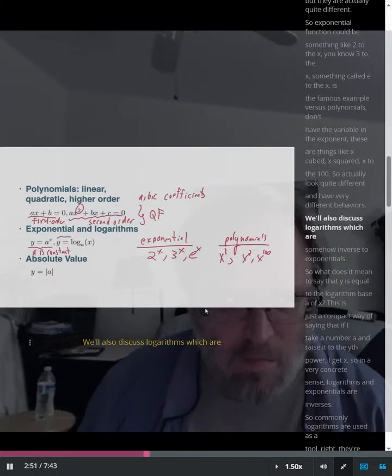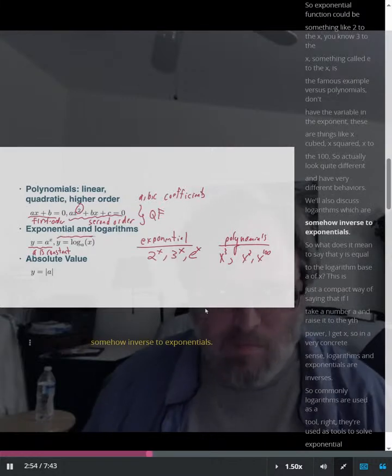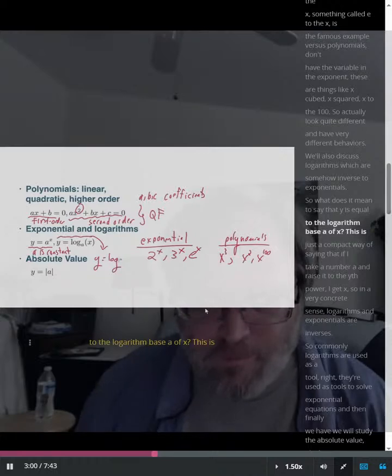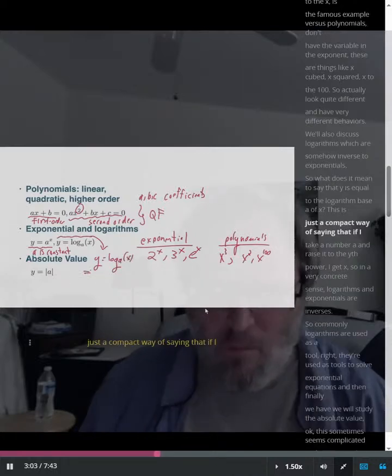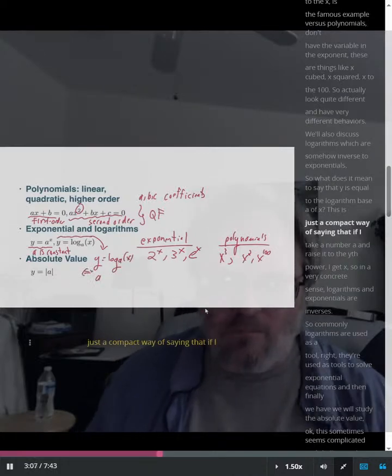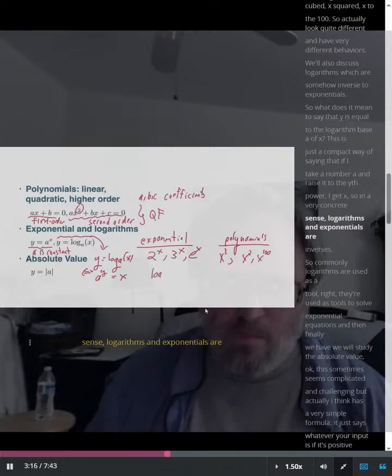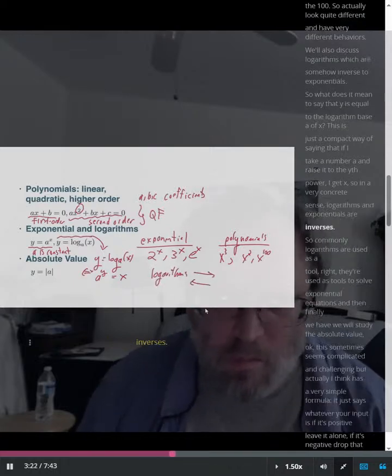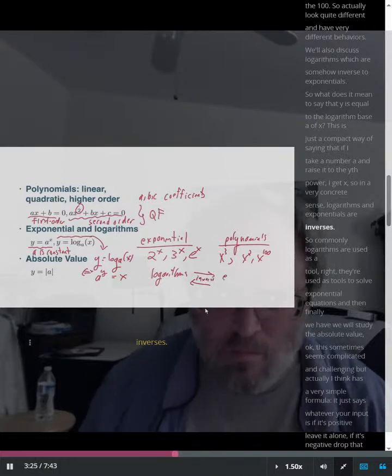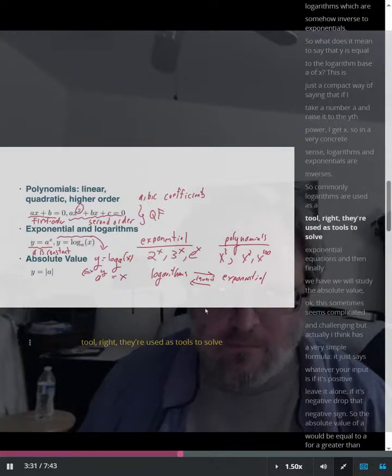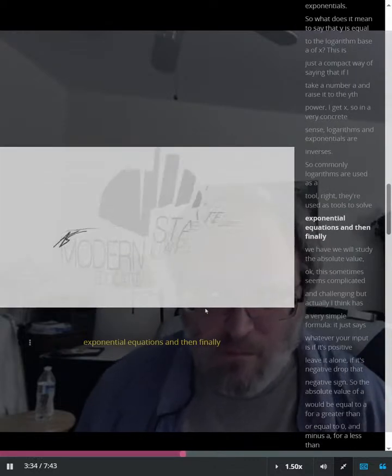We will also discuss logarithms, which are somehow inverse to exponentials. So what does it mean to say that y is equal to the logarithm base a of x? This is just a compact way of saying that if I take a number a and raise it to the yth power, I get x. So in a very concrete sense, logarithms and exponentials are inverses. So commonly logarithms are used as a tool, right? They're used as tools to solve exponential equations.